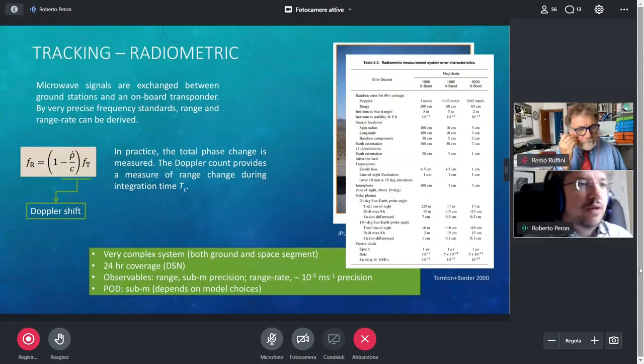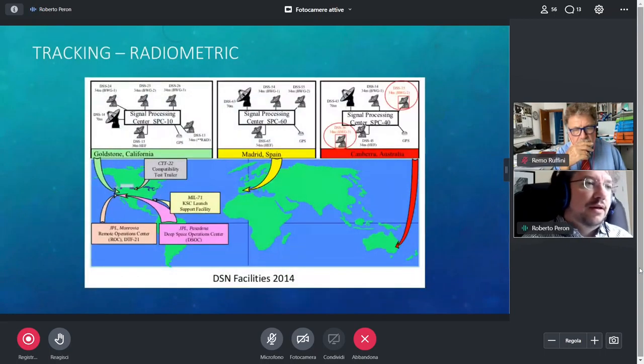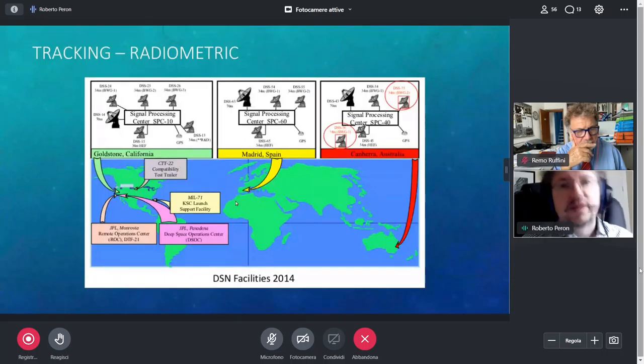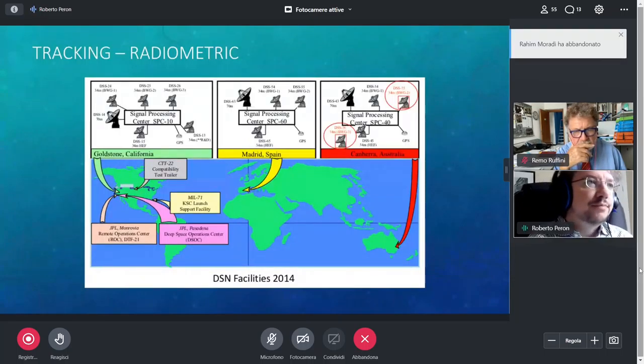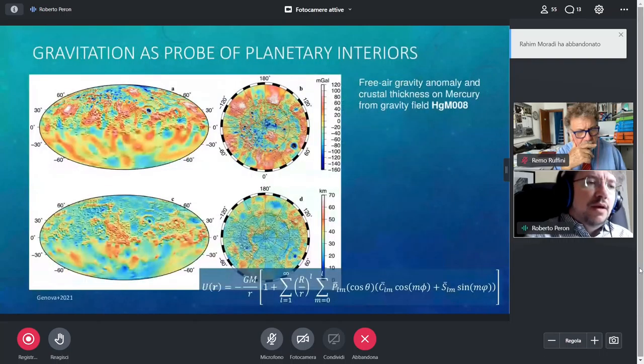And you can see here a sketch of the NASA network of stations. There is an equivalent network by the European Space Agency and by other space agencies as well.